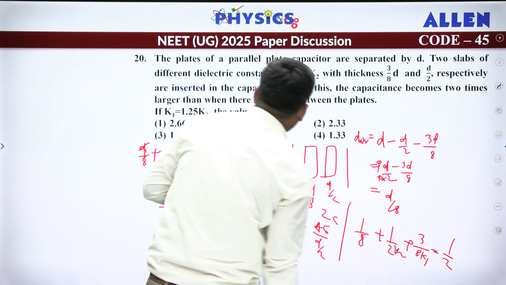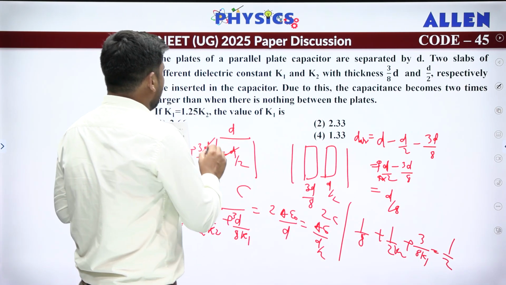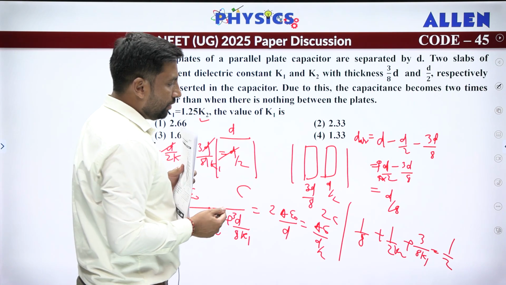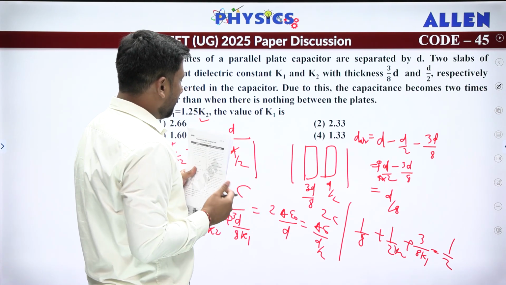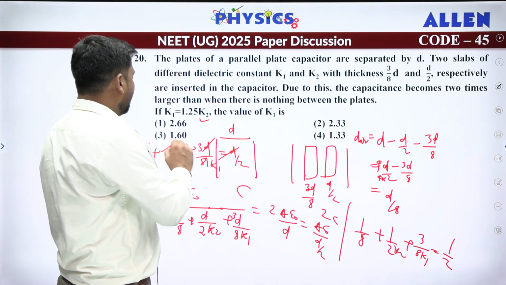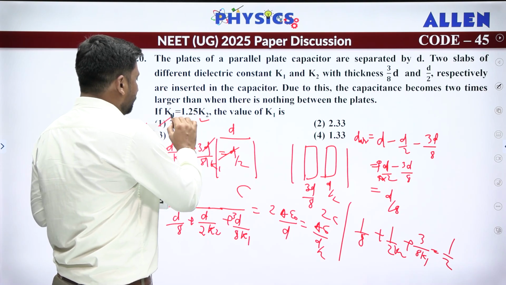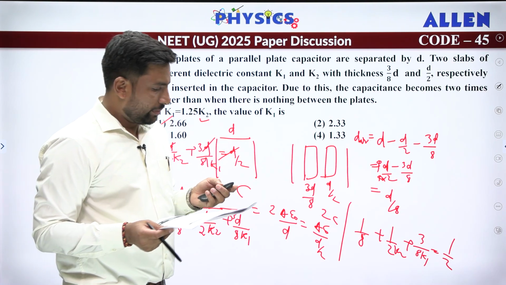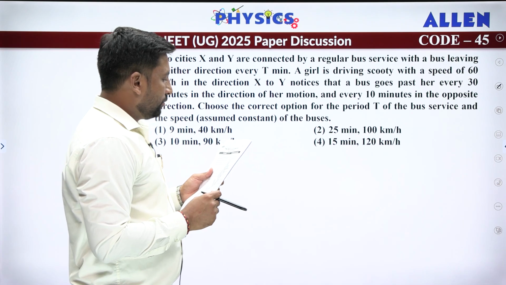Now directly here we have to write K2 in terms of K1. So after solving this, you will get K1 as 2.66. Now let's move to the next question.